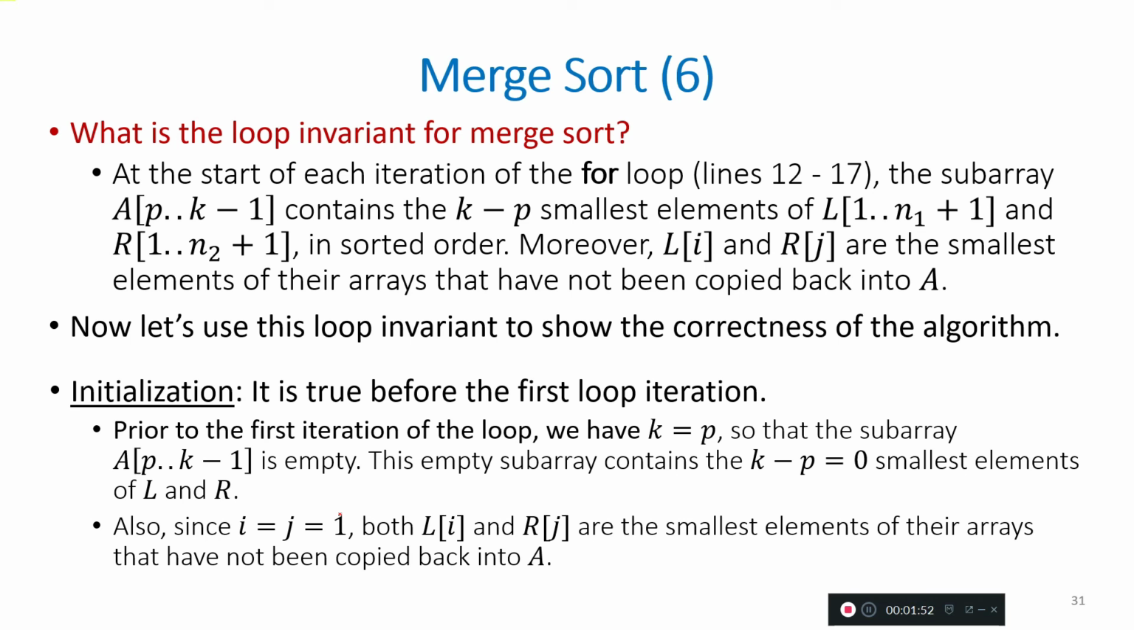Now we will use this loop invariant property to show the correctness of merge sort. The initialization step tells us that before the start of the first iteration of the for loop, we have k equal to p. That means the array A from p to k minus 1 is empty, and it contains none of the smallest elements of L and R, which is true. And L1 and R1 hold the smallest elements in their arrays, which have not been copied into A, because k is equal to p and k minus p is equal to 0.